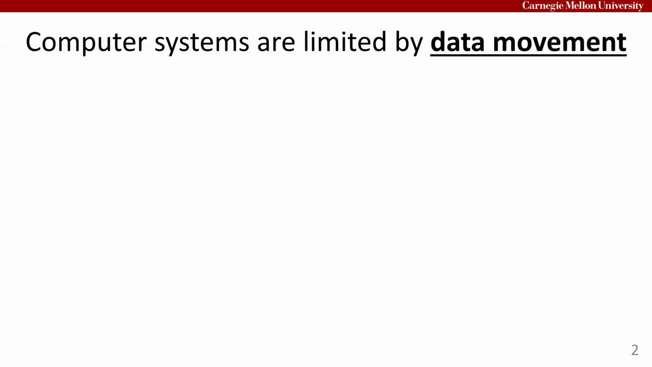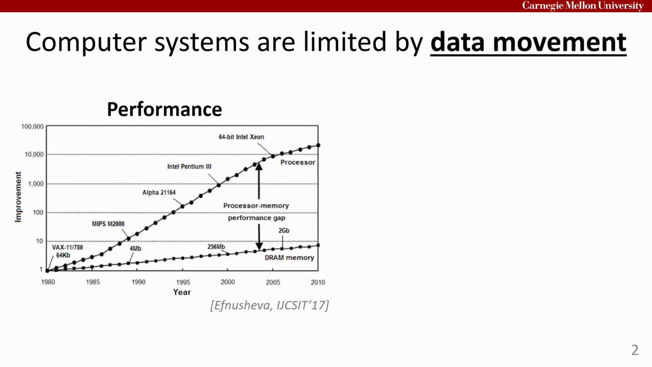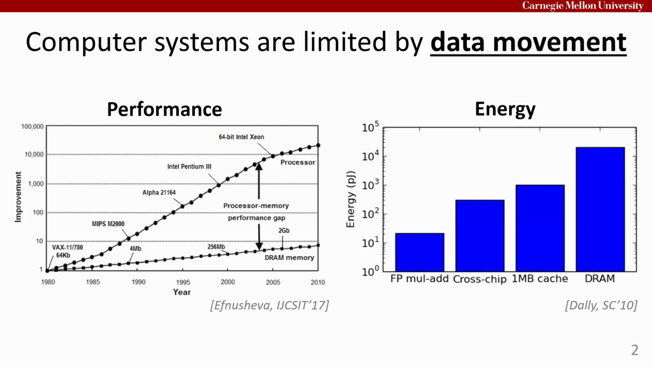It is well known that the cost of data movement keeps getting worse. This graph compares the relative speedup over time for both processors and memory. Processor speeds have improved orders of magnitude faster than memory, a trend known as the processor-memory performance gap. And energy shows a similar pattern. This graph plots energy for an arithmetic operation and different types of data movement. As you can see, the energy to access data in memory is orders of magnitude more than compute.